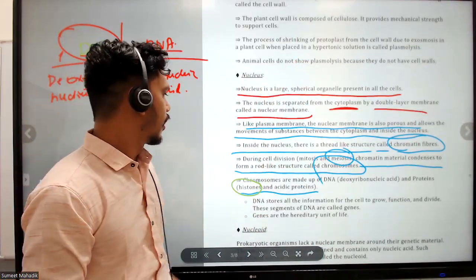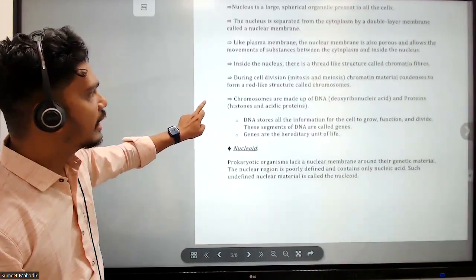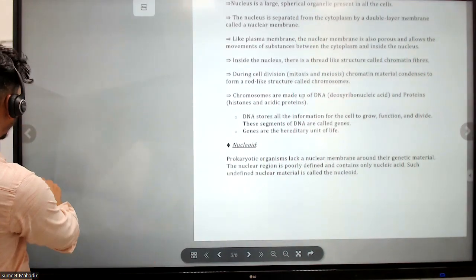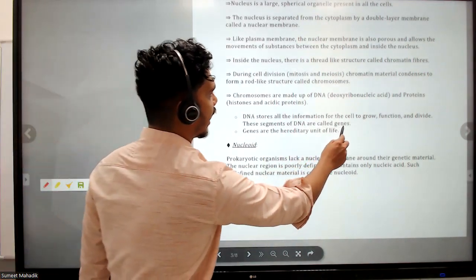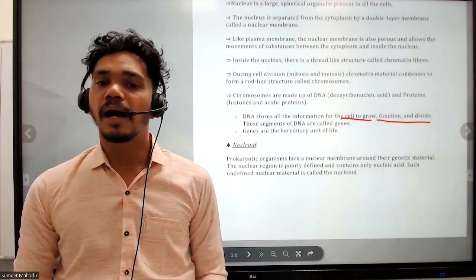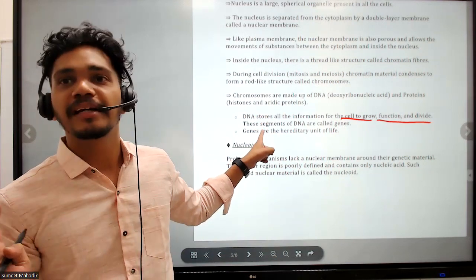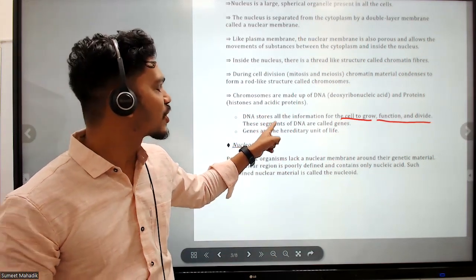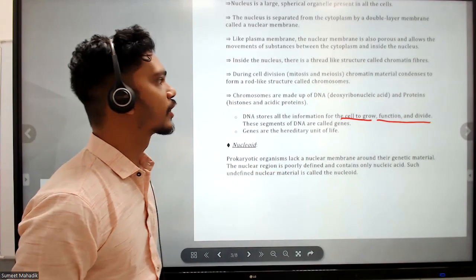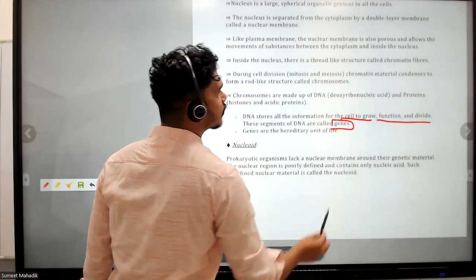Now, what is the function of DNA here? DNA stores all the information for the cell to grow, function, and divide. So DNA is what, a memory card? Yes or no? A memory card gets corrupted, but DNA doesn't get corrupted, right? These segments of DNA are called genes.